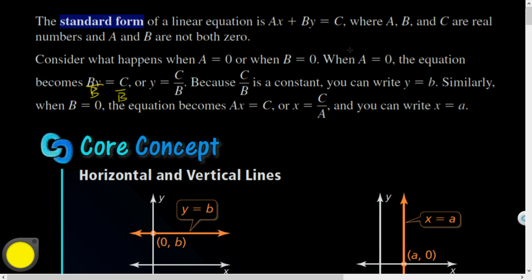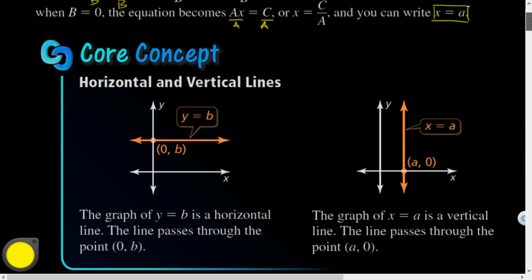When b is equal to 0, the 0 times y would have been 0, and I would have had a times x equals c, and I could have divided both sides by a, and I'll get x equals c over a. You can write x equals a constant as a simplified situation. So these two things we're going to be particularly interested in regarding this up-and-coming core concept.